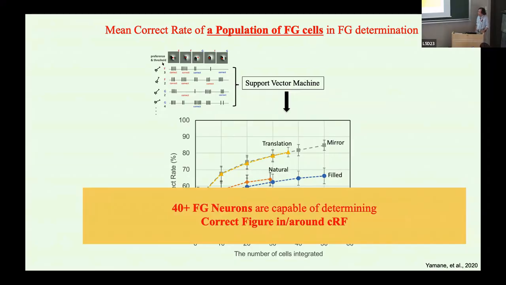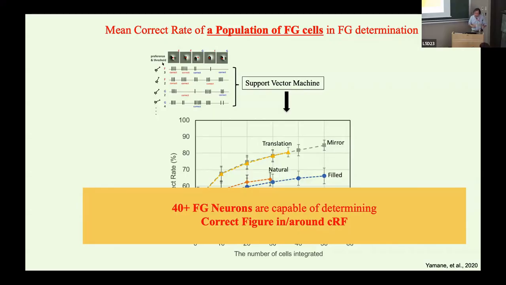Now, what do you think about the 40? Is it larger than expected or smaller? What I mean here is that a pool of 40 neurons can distinguish figure from ground for any kind of shapes.